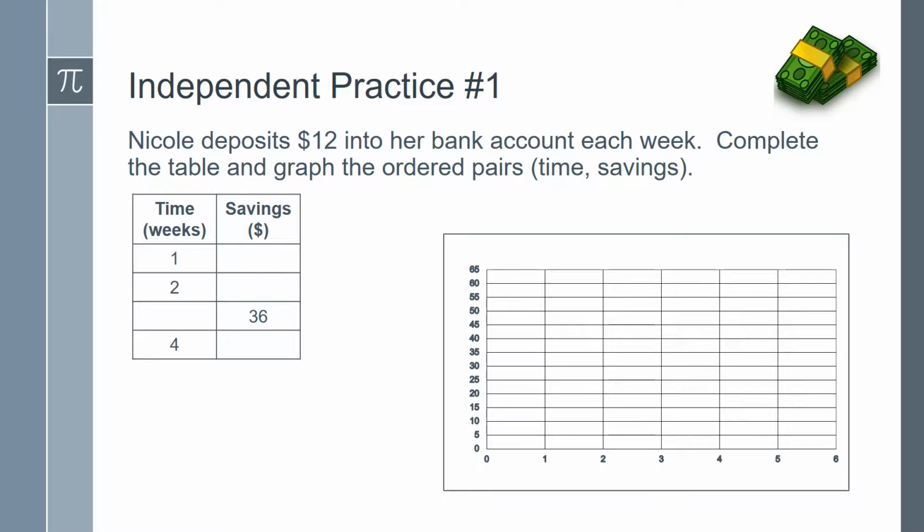Independent practice number 1. Nicole deposits $12 into her bank account each week. Complete the table and graph the ordered pairs, with time on the x-axis and savings on the y-axis. Now is a good time to pause this video and work on this problem if you have not done so already.